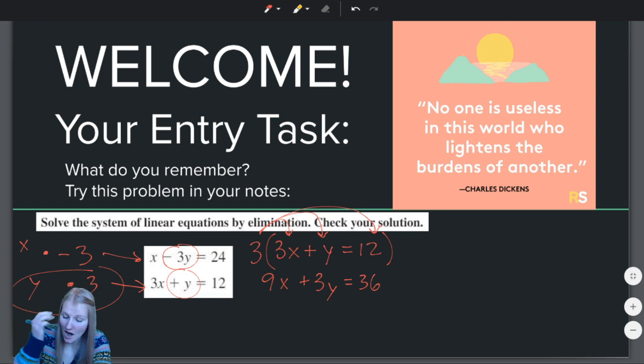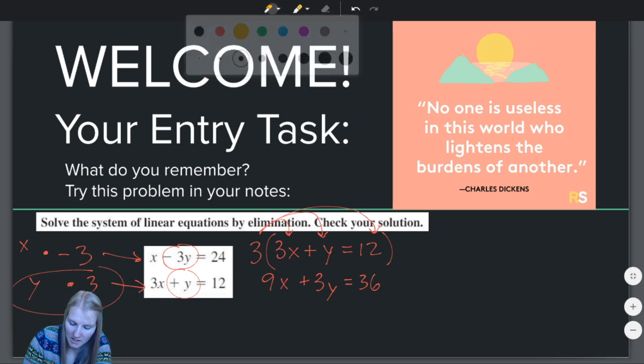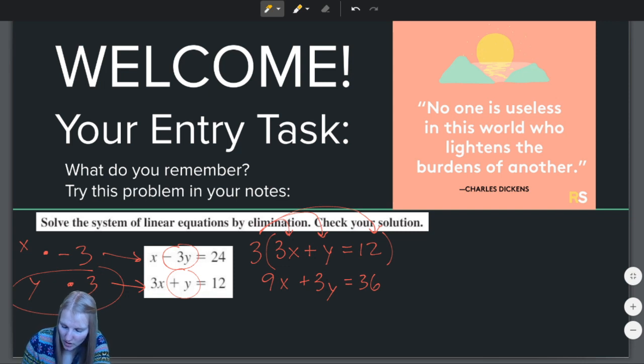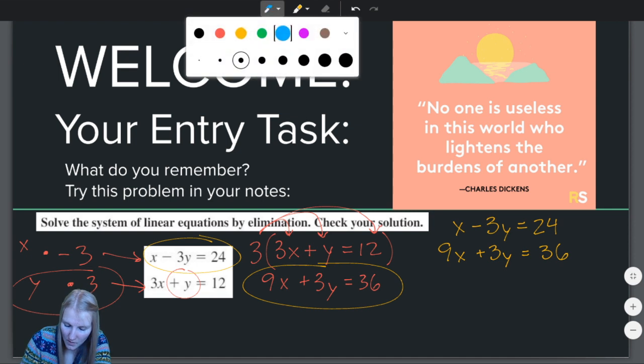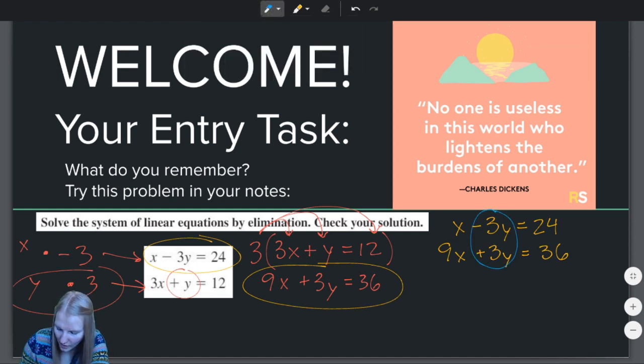Wonderful. Now what I'm going to do is write my equations. Equation number 1, we haven't changed equation number 1. It's still the same. x minus 3y equals 24. And now my new equation number 2, 9x plus 3y equals 36. Now, look at that. My y's are all ready to cancel. I just need to add the equations together.